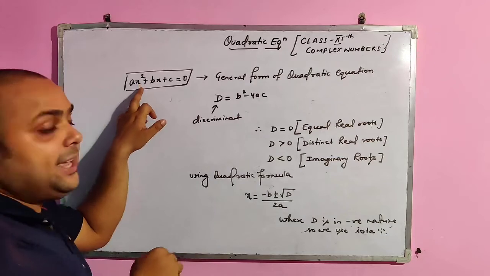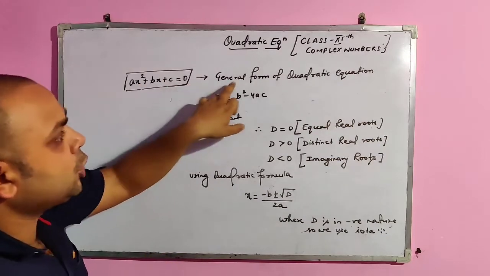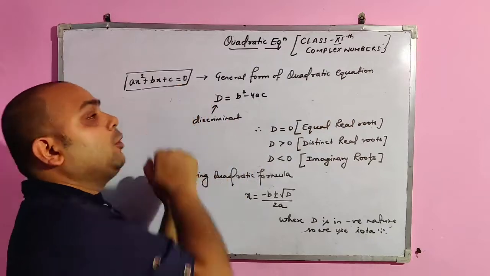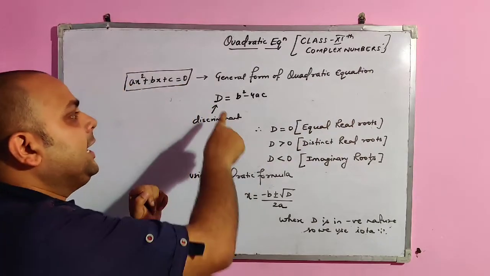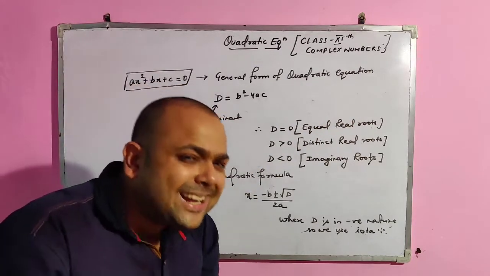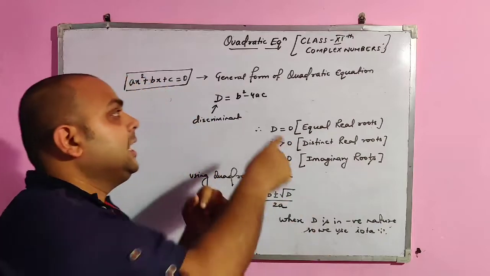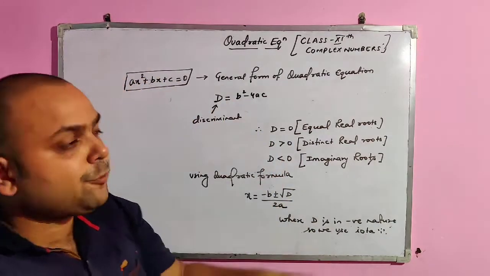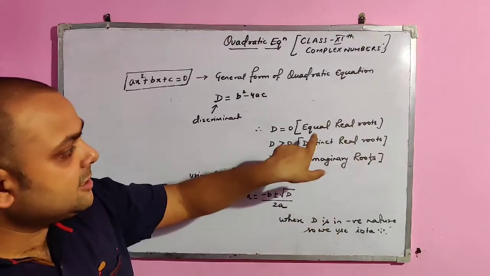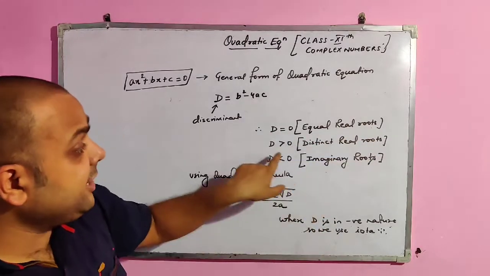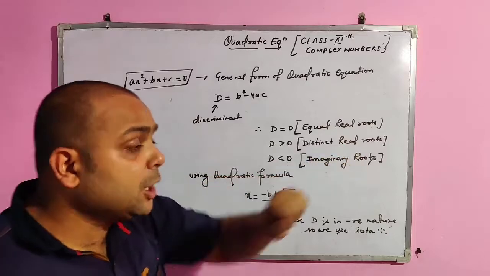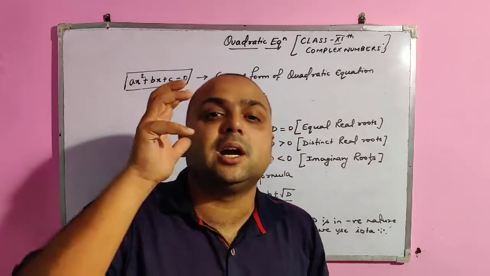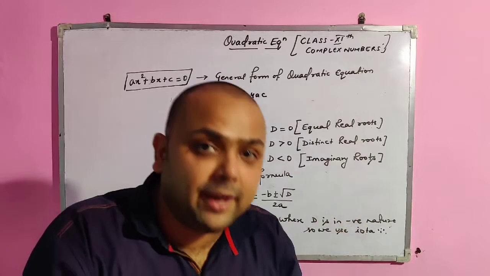We have the general form ax square plus bx plus c, which is called the general form of quadratic equation. This is called an equation because it has equal to 0. Now d, the discriminant, which tells us about the nature of the roots, is equal to b square minus 4ac. As per the conditions, if d equal to 0, we have equal real roots. If d is greater than 0, it is distinct real roots. If d is less than 0, only imaginary roots containing iota will prevail.